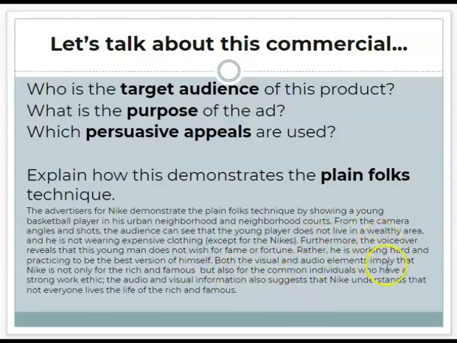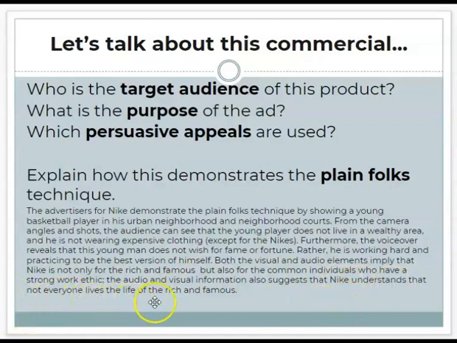Furthermore, the voiceover, so that means the part where they're speaking, the audio, reveals that this young man does not wish for fame or fortune. He even says he's not collecting titles. He is collecting hours or time. Rather, he is working hard and practicing to be the best version of himself. Both the visual and audio elements imply that Nike is not only for the rich and famous, but also for the common individuals who have a strong work ethic.